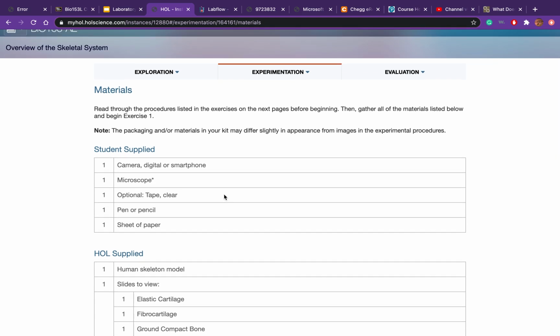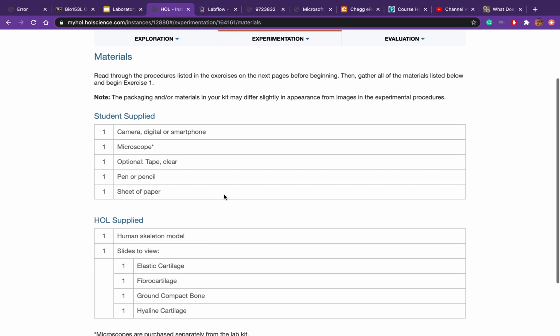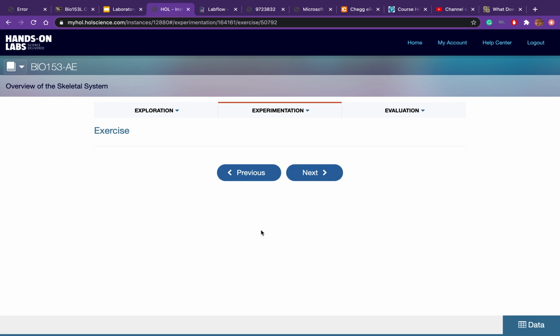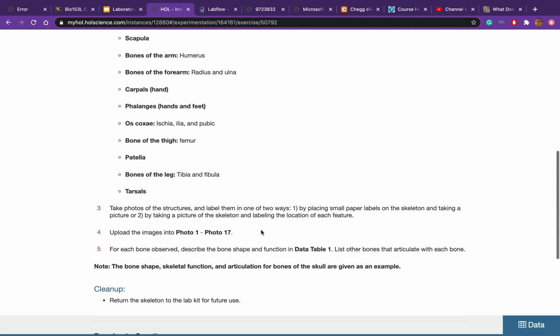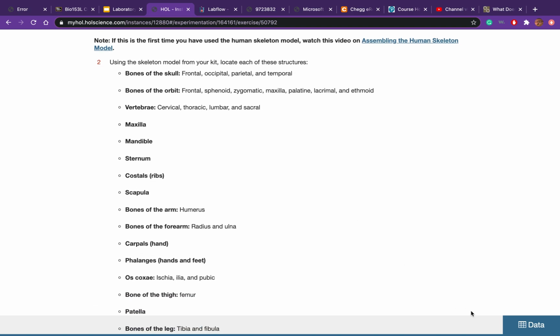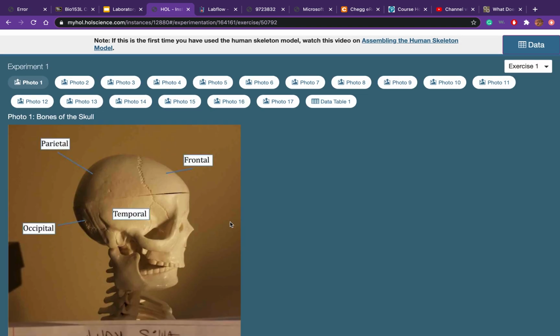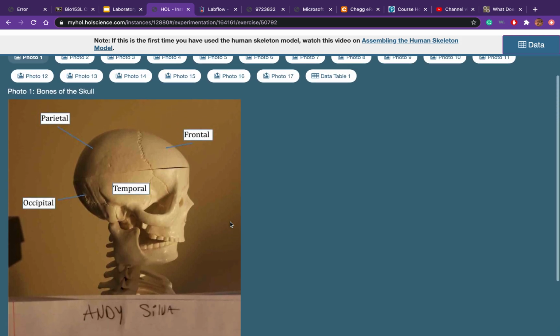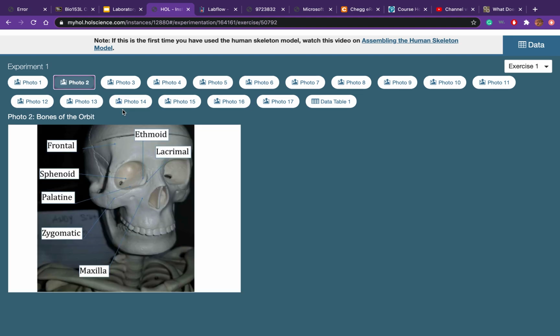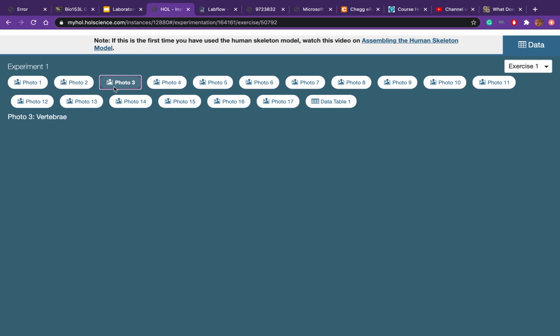What we're going to do with the human skeleton is mainly to see the different places and where all shapes and structures are in the human skeleton model. So basically, here we go. These are all the ones that you're supposed to label, and I already have them right here with the pictures. Simply what you're going to do is locate every single part of that list and take pictures of it and label each and every one of them.